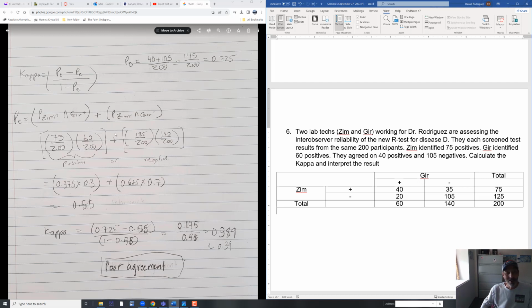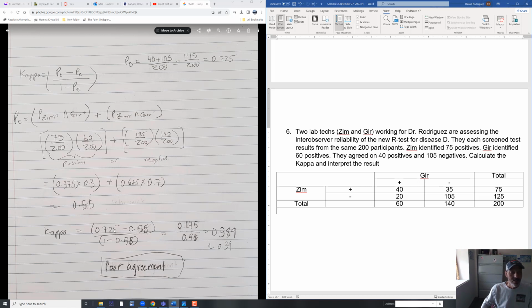Positive situation. Or they rated them in the negative situation. For Zim, it was 125 out of 200, and for Gur, it was 140 out of 200. So we do the product of these two because of the multiplication rule. And means multiplication. We're going to add because of the or. And then we're going to multiply again because of the multiplication rule and the and here again. And we get a proportion expected agreement of 0.55.